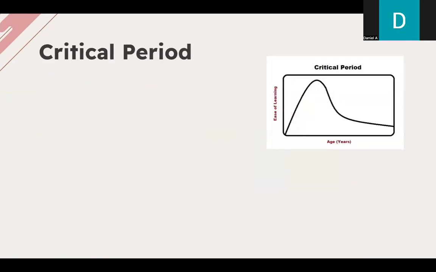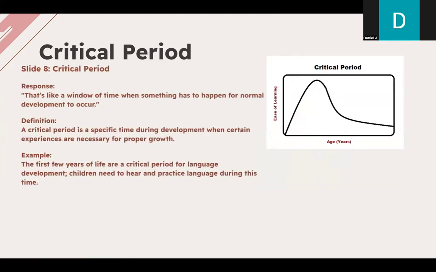It's as simple as that, folks. Now, critical periods. This is a very oversimplified graph. I felt like someone did an MS Paint. But let's see what one responder said. That's like the window of time when something has to happen for normal development to occur.